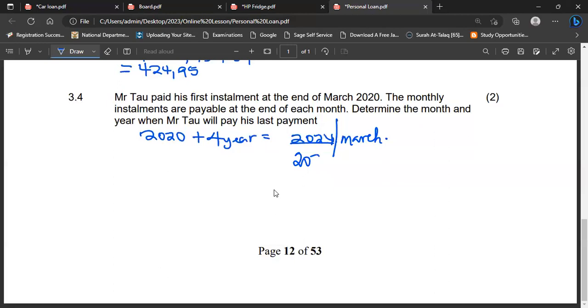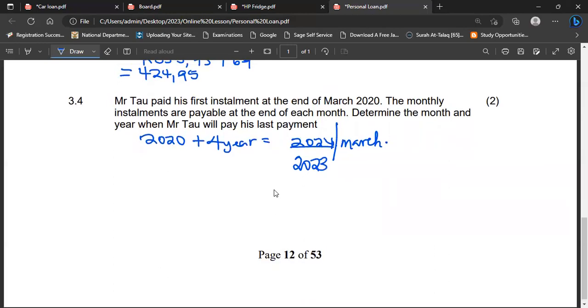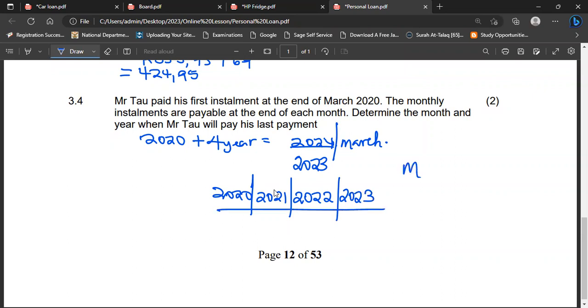It will be 2023. Remember, there are 3 years. So 2020 is already paying. So if we go to 2022, second year, 2022, third year, 2023. So he has to end in March 2023. Thank you very much.